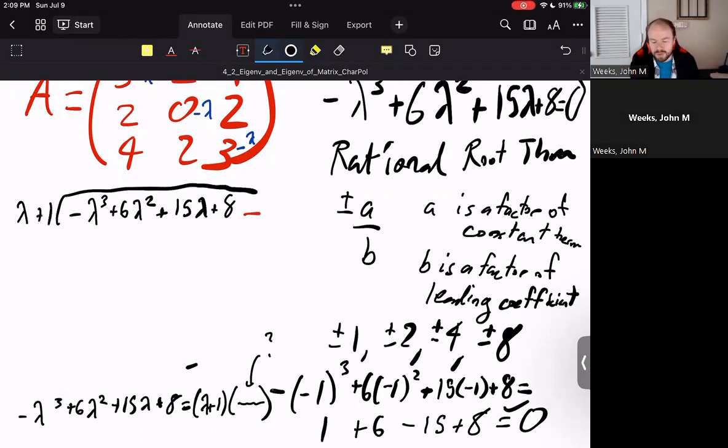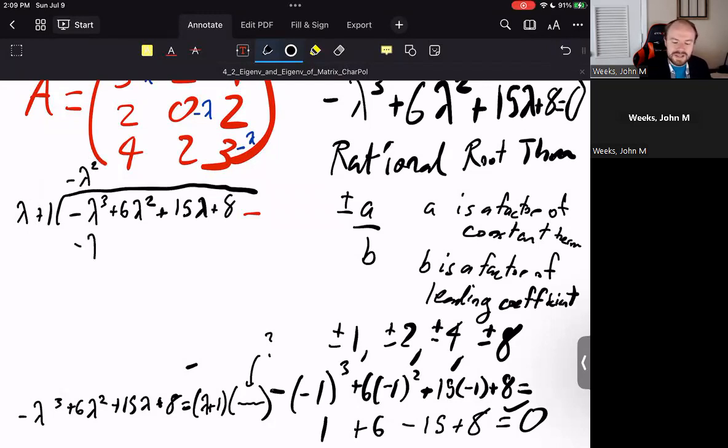Lambda plus 1 is what we're dividing by, because we are trying to figure out what goes inside of here. Remember that the way that we do this is we take the first term. How many times can the first term of this little binomial, lambda plus 1, go into negative lambda cubed? Well, it can go in negative lambda squared times, and we know that because negative lambda squared times lambda is negative lambda cubed.